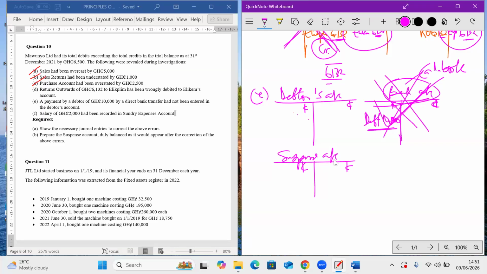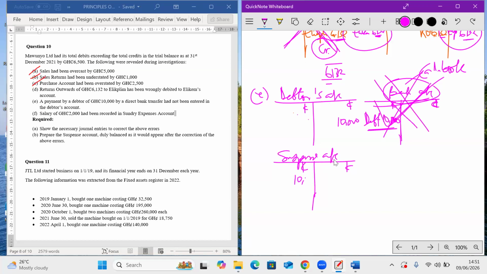So now, where do we need the 10,000 in the debtors account? Look at the bank account. Where do we need it? At the credit side. So the 10,000 should be on the credit side. If 10,000 is in the debtors account, where do we need it in the suspense account? Debit side.